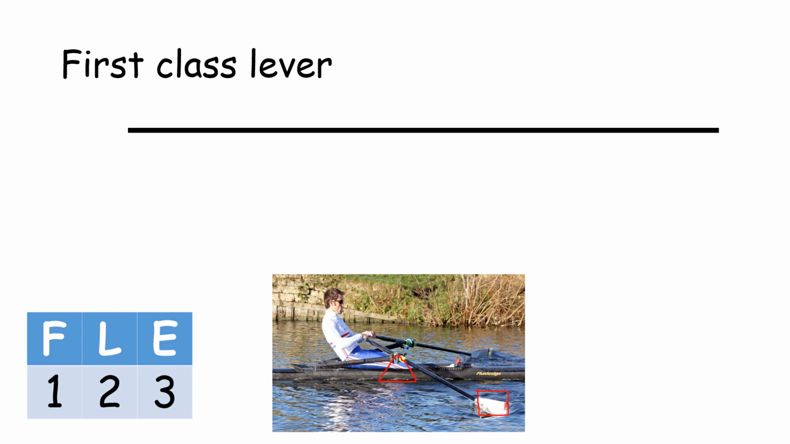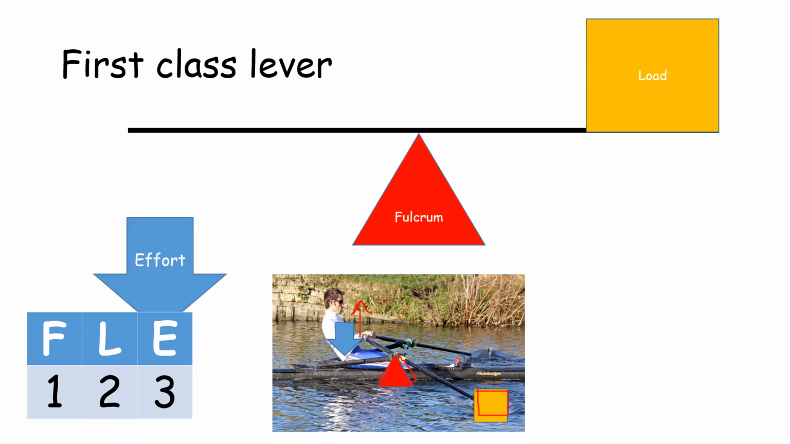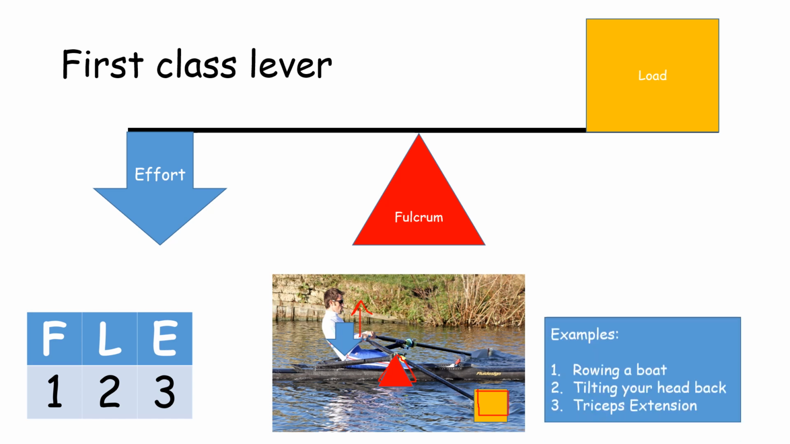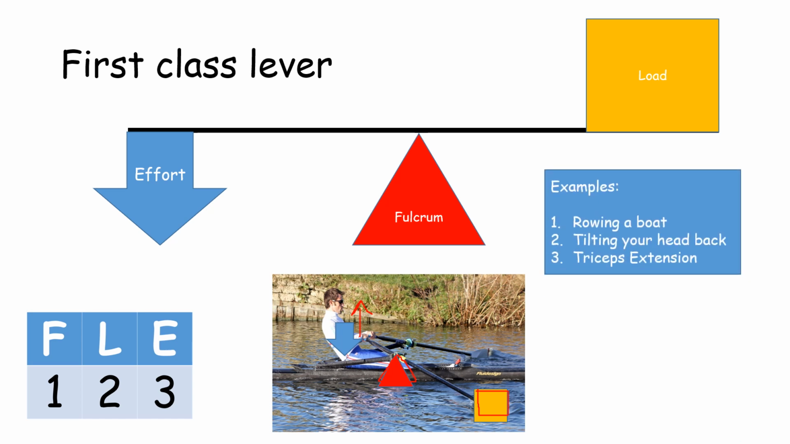That's going to be a triangle, and the hands that are connected to the oar are connected to the muscles in the arm, the bicep and the shoulder. So I know that that is going to be my effort, and that is going to be an arrow. So straight away, if I were to draw a neat and tidy class of lever system, my load would go on one side, fulcrum in the middle, and effort. As the fulcrum's in the middle, nice and easy, that is a first class lever system. The examples that you need to know for your GCSE PE exam would be possibly rowing a boat, like we just talked through, tilting your head back to look up into the sky, or a triceps extension.